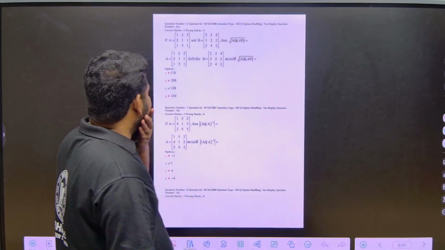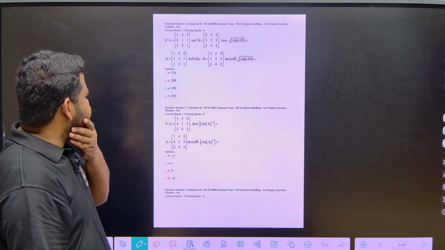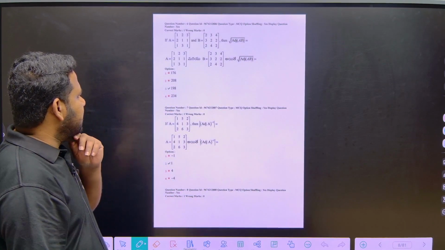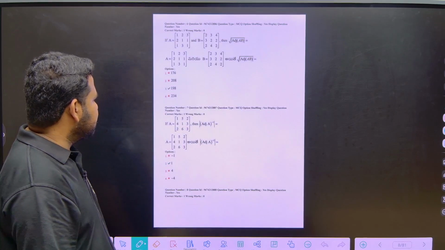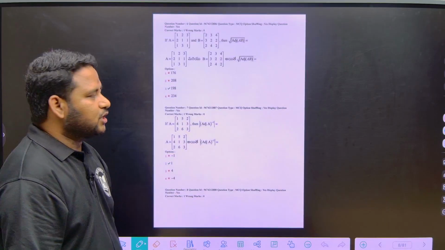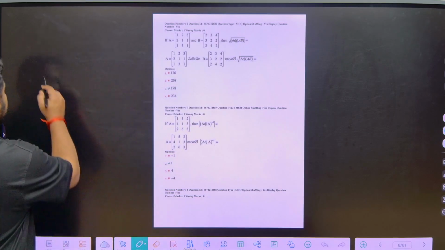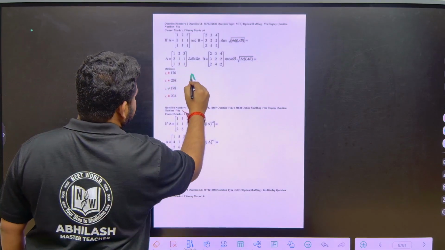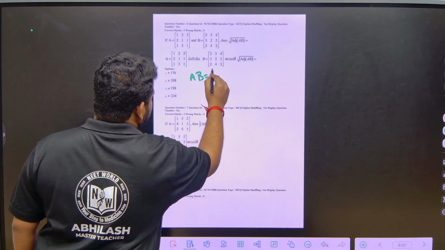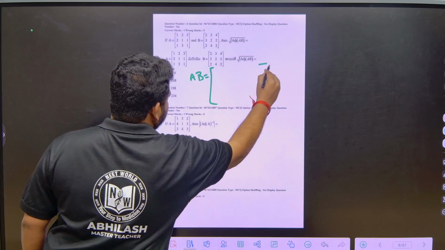So look at this. They have given two matrices A and B. Then they are asking us to find the square root of the adjoint of AB. So first of all, we have to find the product of the two matrices AB. A is given here. So let us find AB. To find AB, we have to find the product.